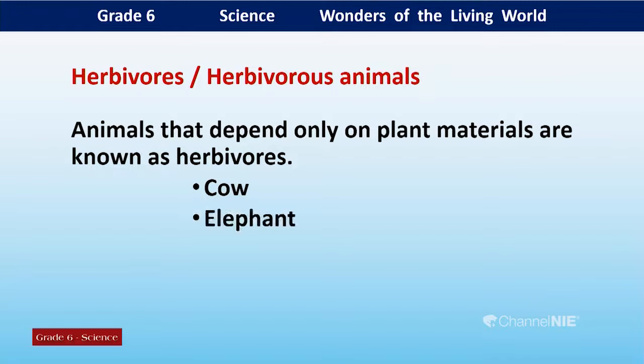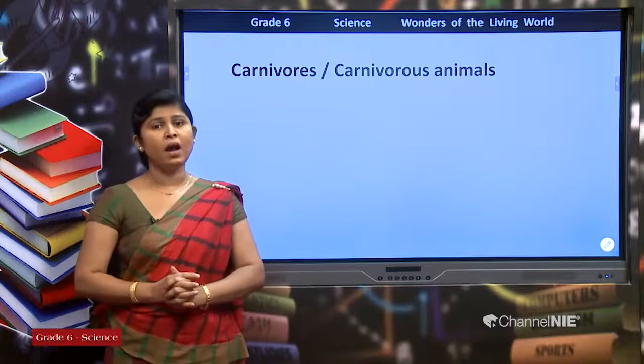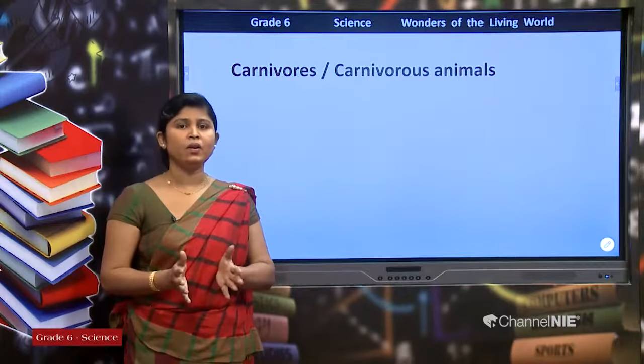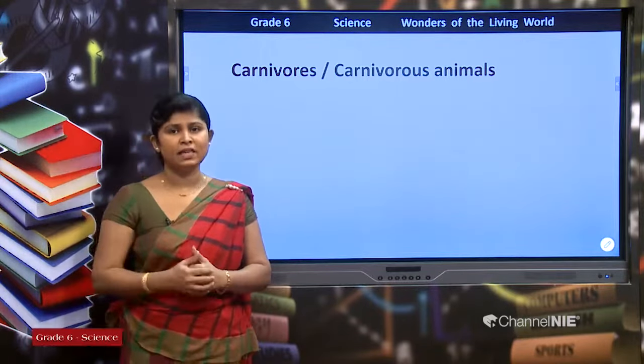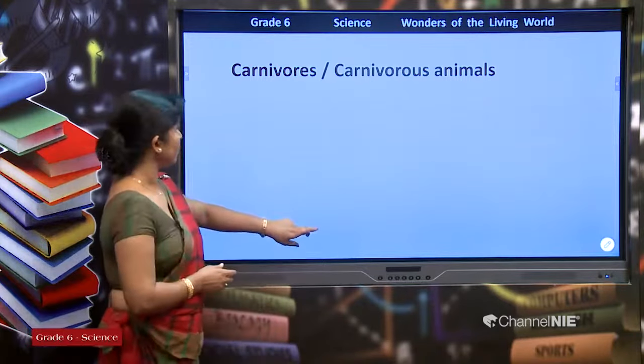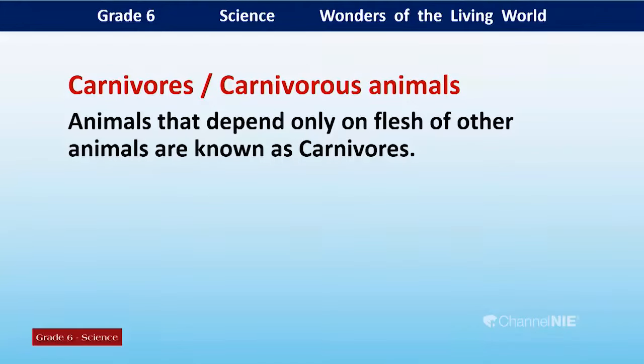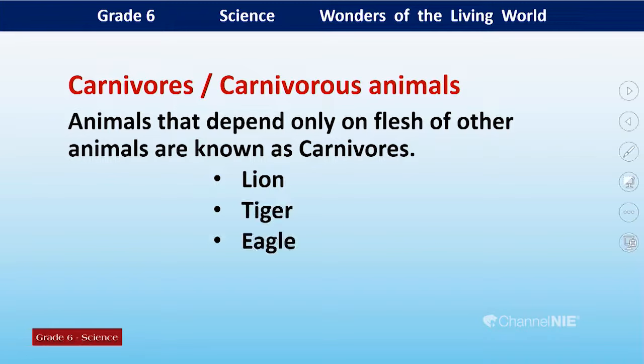Cow, elephant, goat, those are herbivores or herbivorous animals. Then carnivores or carnivorous animals mean the animals that depend on the flesh of other animals. Actually, we can say that they depend on the plants not directly, indirectly they depend on the plants. Animals that depend only on flesh of other animals are known as carnivores or carnivorous animals. Let's take some examples for carnivores or carnivorous animals: lion, tiger, eagle. Those are the examples for carnivorous animals.